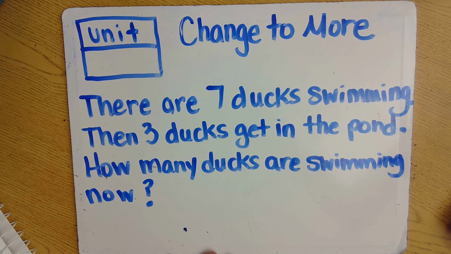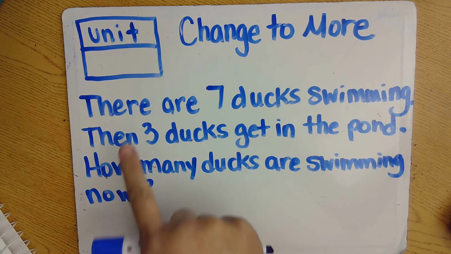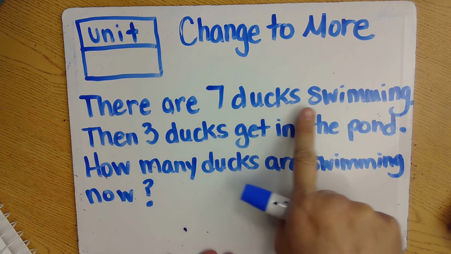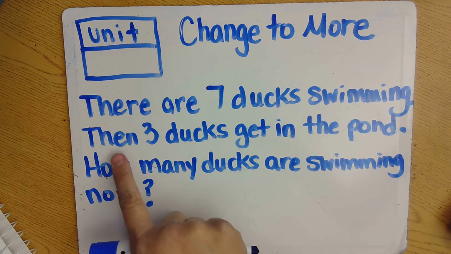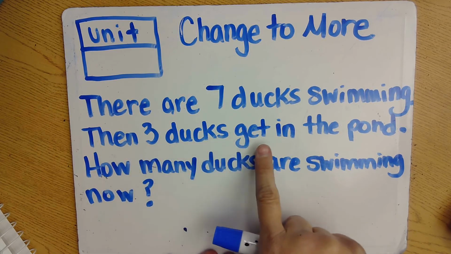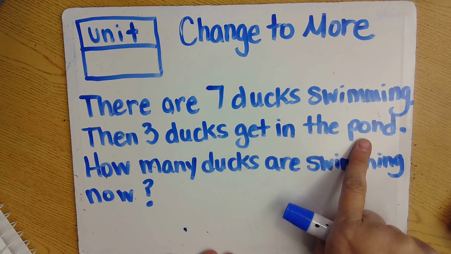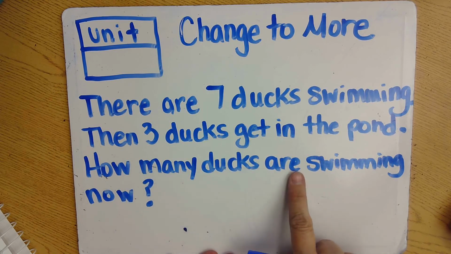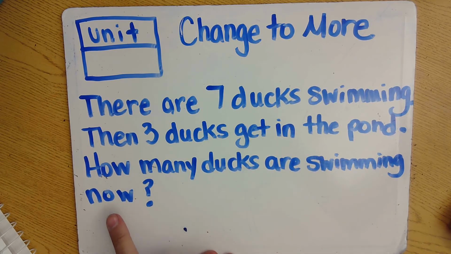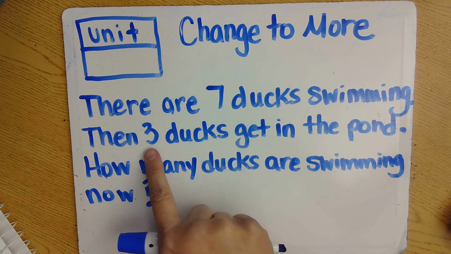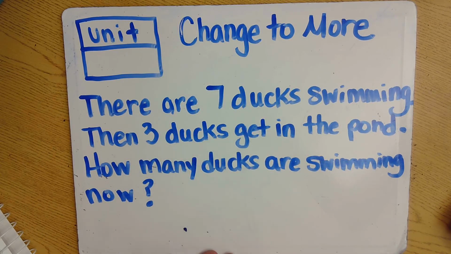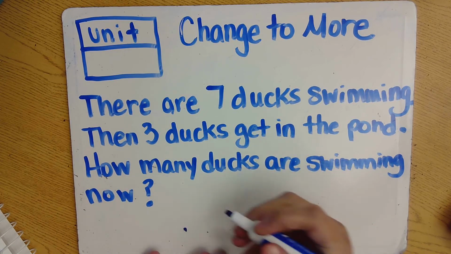All right, here's another example of a change to more story. There are 7 ducks swimming. Then 3 ducks get in the pond. How many ducks are swimming now? So we started out with 7 ducks swimming in the pond, and 3 more ducks joined in. So how many ducks are swimming now?